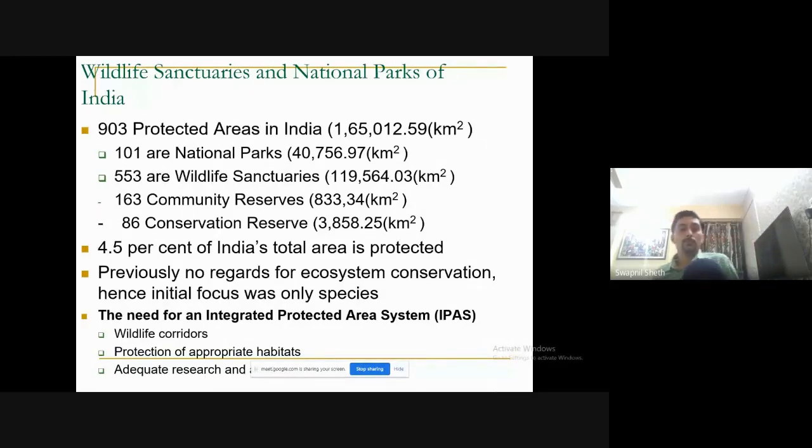And the need for integrated protected areas includes wildlife corridors, protection of appropriate habitat, and adequate research, and that is continuous research, not restricted to 9 to 5, but a 24-hour research attitude, and habitat should be there.